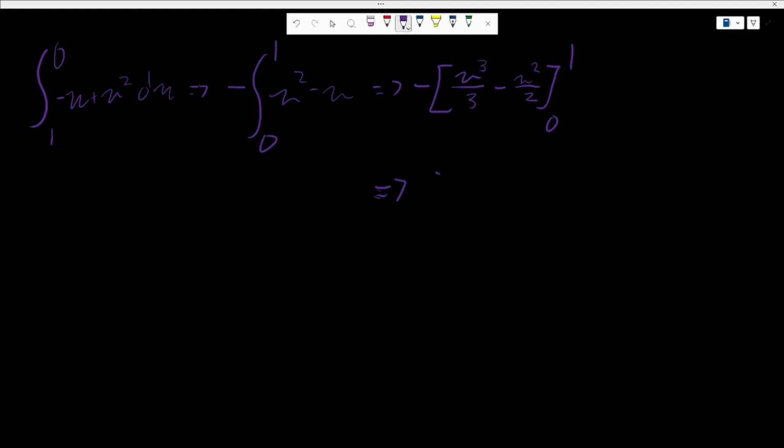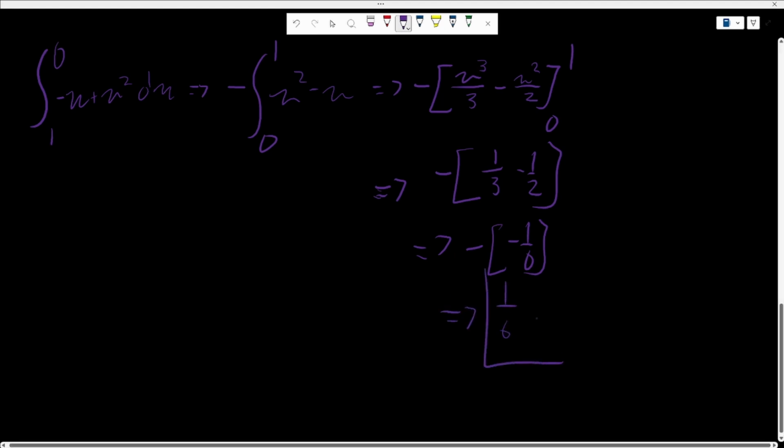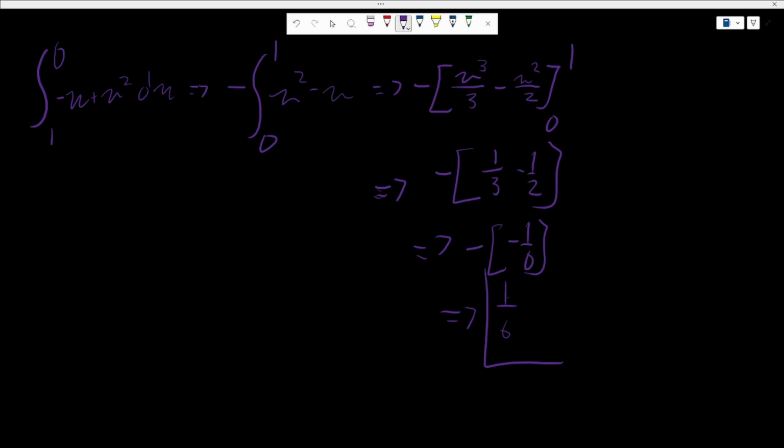Plugging this in, we're going to have a negative times 1/3 minus 1/2. And finally, that will evaluate to negative 1/6. Our negative on the outside makes this positive 1/6. So the work done in moving a particle counterclockwise along the unit circle from (0, 1) to (-1, 0) is equal to 1/6.